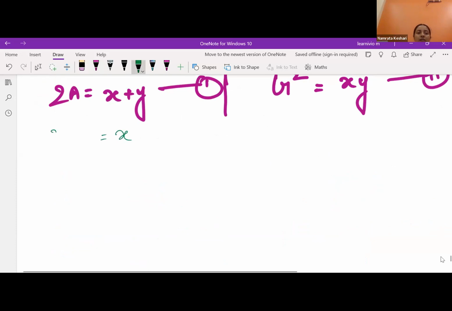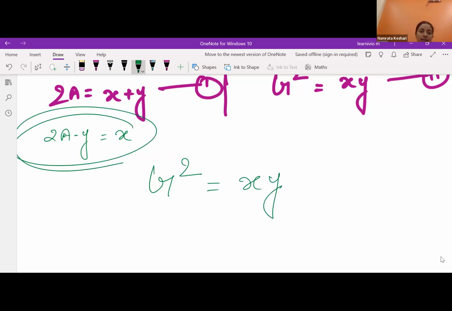x is nothing but 2A minus y, and this x we are going to substitute in the second equation, which you have learned in pair of linear equations and also used in the quadratic equation chapter. So G square is equal to xy, and x is nothing but 2A minus y. What is the purpose? The purpose is to find the x value and y value. Even though we don't have numbers, still we will try finding x and y. Making sense?